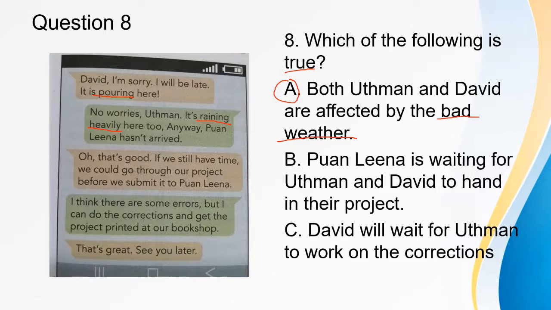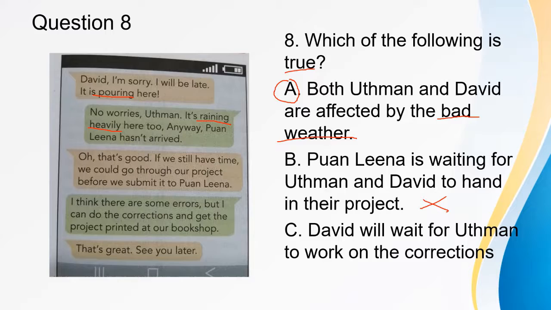B, Puan Lina is waiting for Usman. It does not mention that in the text here, so B is wrong. Puan Lina is waiting for Usman and David to hand in the project. No. Then you look at C. David will wait for Usman to work on the corrections. No. You look at the conversation here.